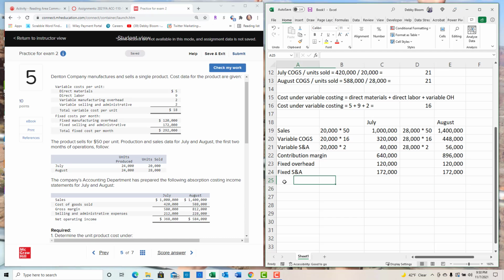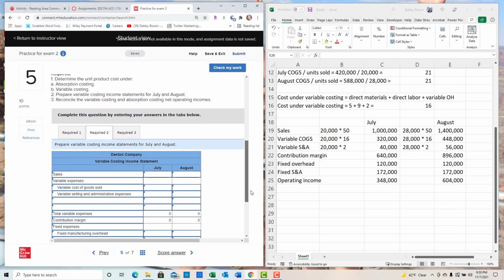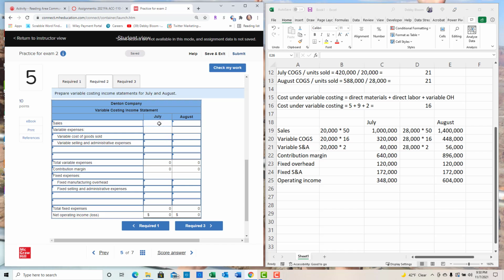And to calculate our operating income, we're just going to take our contribution margin, subtract our fixed overhead, and subtract our fixed selling and administrative. So we have 348,000 in July, and 896 minus 120 minus 172 gives us 604,000 in August. So let's just put all of those numbers in. So our sales, 1 million. Oh, 1,000,000. There we go.